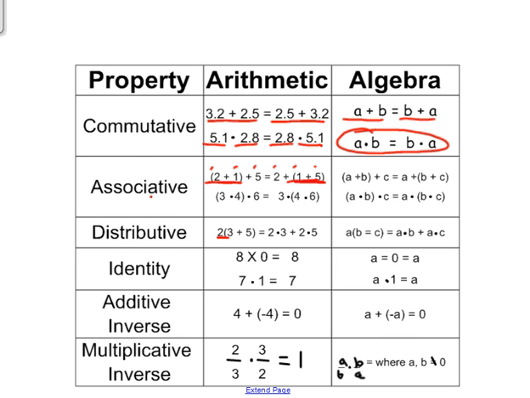Distributive property: I've got 2 times 3 plus 5. Over here I've got 2 times 3 plus 2 times 5, so I've distributed the 2 over the 2 parts. So that's the distributive property. 8 times 1 is equal to 8, so that's the identity property, because multiplying by 1 doesn't change it. The same as 7 times 1. Additive inverse: if I add 4 to negative 4, I get 0. And the multiplicative inverse: if I multiply a number by its reciprocal, I get 1. Just a little review of our properties.